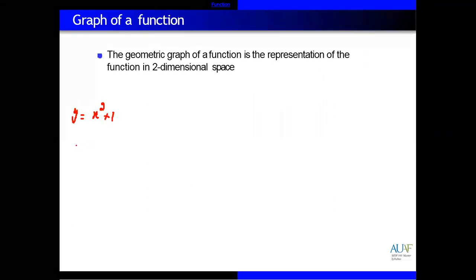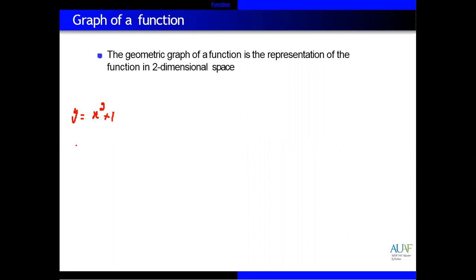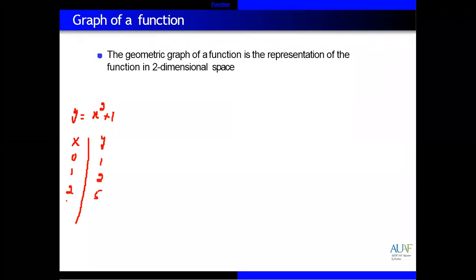So giving some positive values and negative values for x and y. When x starts from 0, so x is equal to 0, what is the value of y? 1. Same, if x is equal to 1, what is the value of y? 1 square plus 1 equal to 2. When x is equal to 2, so 2 square is 4 plus 1 equal to 5. X is equal to 3, so 3 square plus 1 equal to 10. Same, x is equal to 4, so 4 square plus 1 equal to 17. These are some positive values.